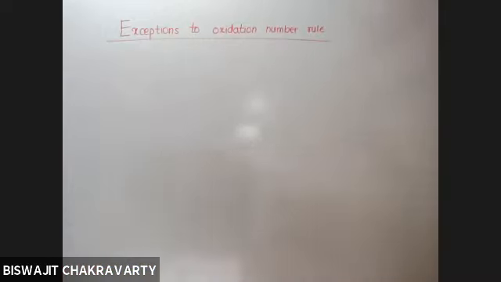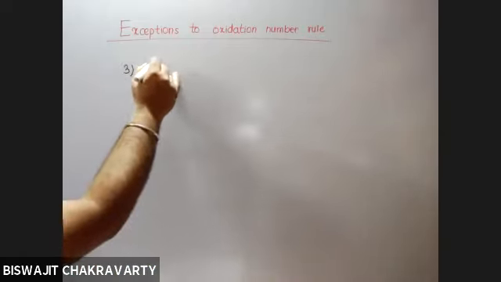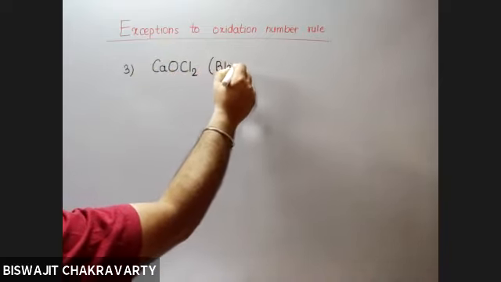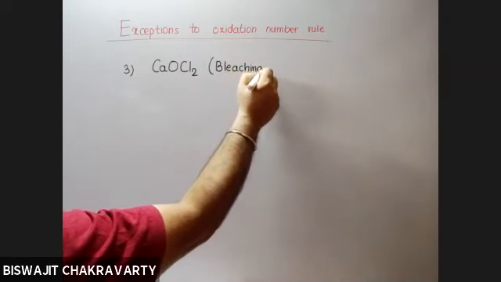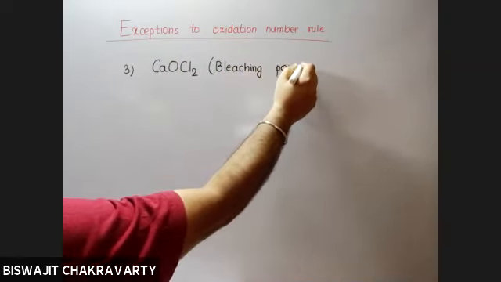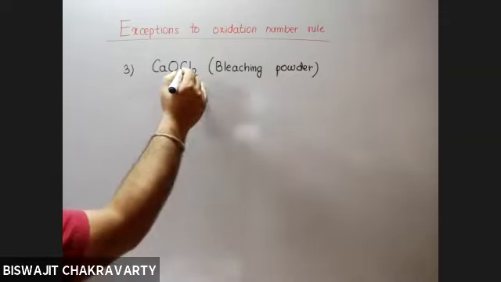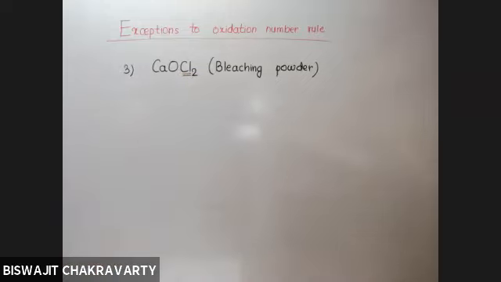Next, another very important molecule which falls under the exception is CaOCl2, which we better know as bleaching powder. Bleaching powder. So what I want you to do is calculate the oxidation number of chlorine with the help of normal method, and then I'll draw the structure to see exactly what the scenario is.